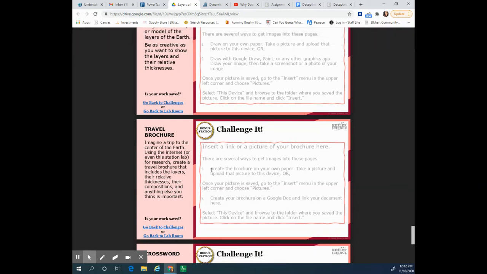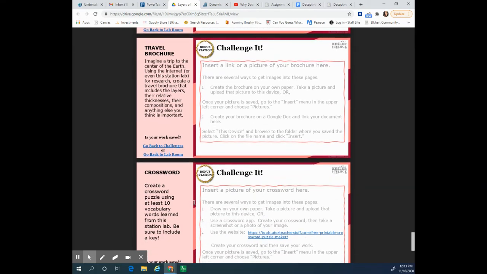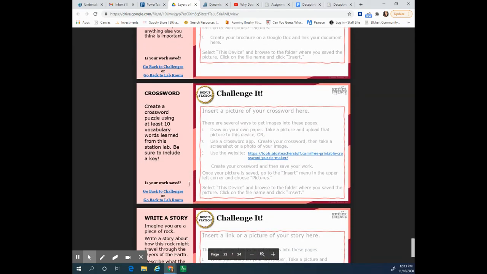Once you've created it, you can do it on paper or you can choose to do a brochure on Google Docs, and you can link your doc or take a screenshot of it and put it in here. And then on this one, you're going to create a crossword puzzle using at least 10 of the vocabulary words that you've learned from this station lab. And you're going to make sure that there's a key for us to solve.